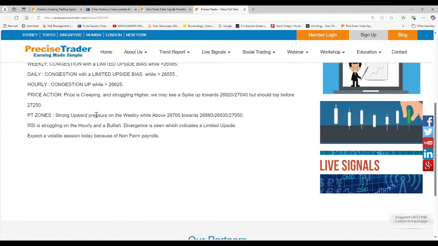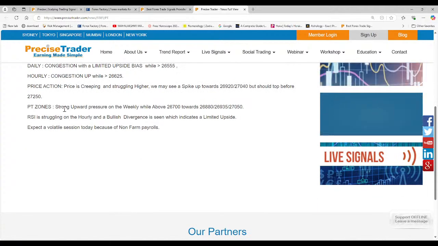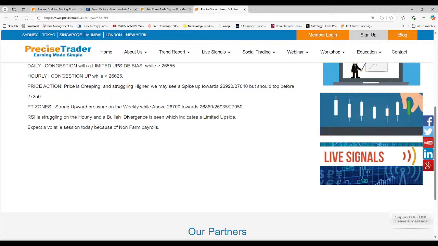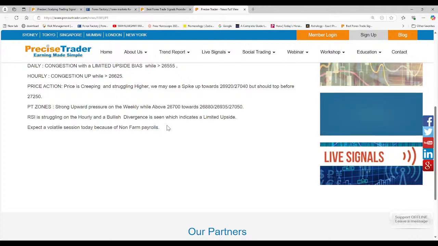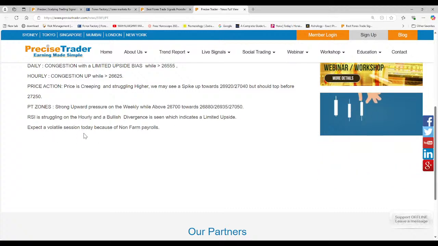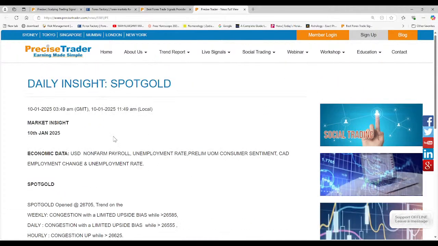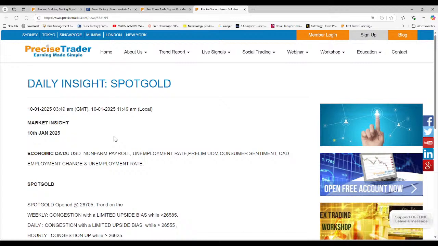Now finally, the PT zones. This is a strong upward pressure on the weekly while above 2670 towards 2688, 2693 or 2705. RSI is struggling on the hourly, and a bullish divergence is seen which indicates a limited upside. Expect a volatile session today because of non-farm payrolls. So we are giving this also.